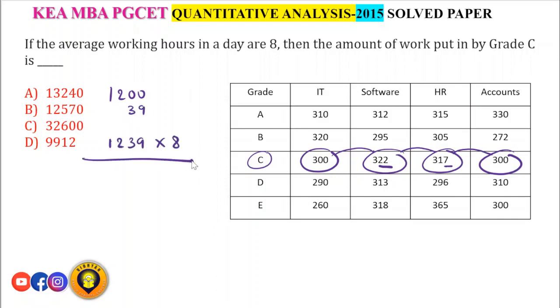Then what is the total amount of work done? 8 9s are 72, 7 in the carry. 8 3s are 24 plus 7 is 31. 8 2s are 16 plus 3 is 19. 8 1s are 8, plus 1 is 9. 9912 is the answer.